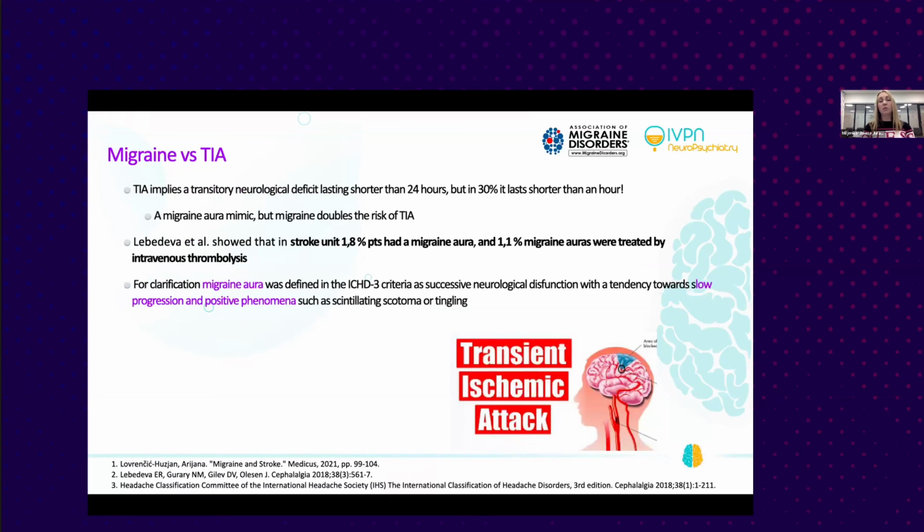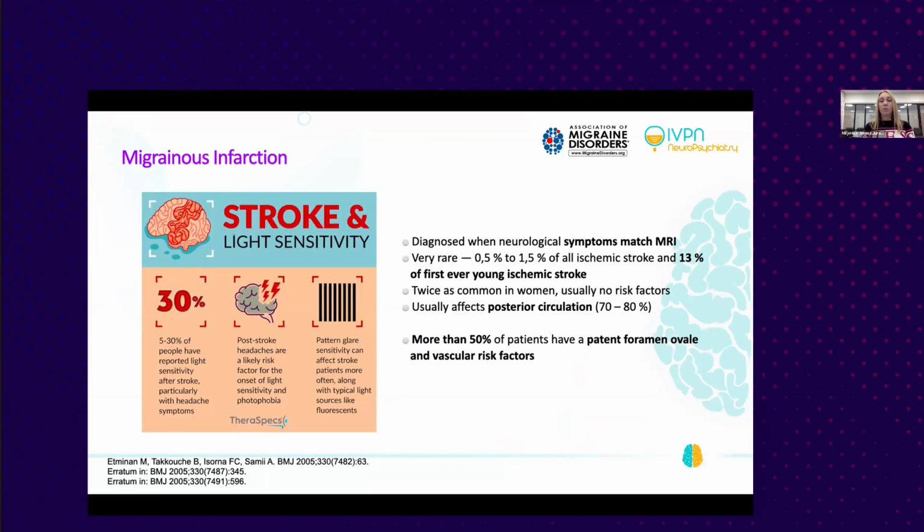So we know from the Lebedeva study that in stroke units, about 2% of patients had, in fact, a migraine aura and not a stroke. And 1% of migraine auras were actually treated with IV thrombolysis. Was it her case or not? We don't really know. So to clarify between migraine and TIA, the take-home message here is that slow progression and positive phenomena will distinguish an aura from a TIA. Migrainous infarction she didn't have, so we're going to be skipping this one as well.